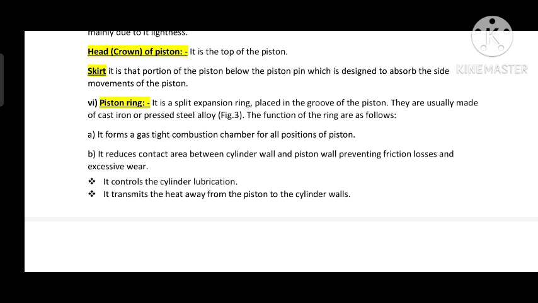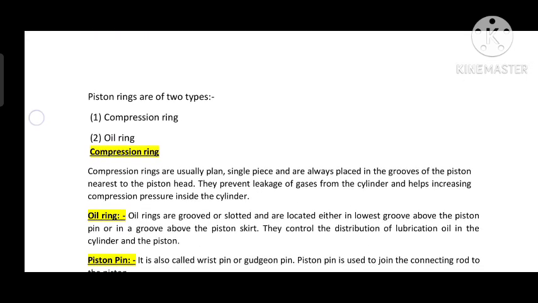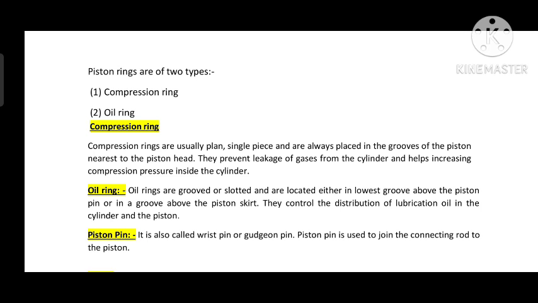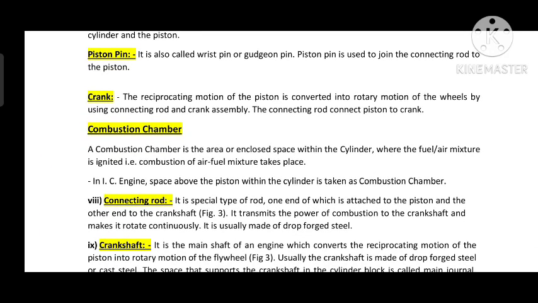Next is your piston ring. The function of a piston ring is to control the cylinder lubrication. There are two types of piston ring: compression ring and oil ring. Next is your piston pin. It is also called the gudgeon pin. It is the link between the piston and connecting rod.